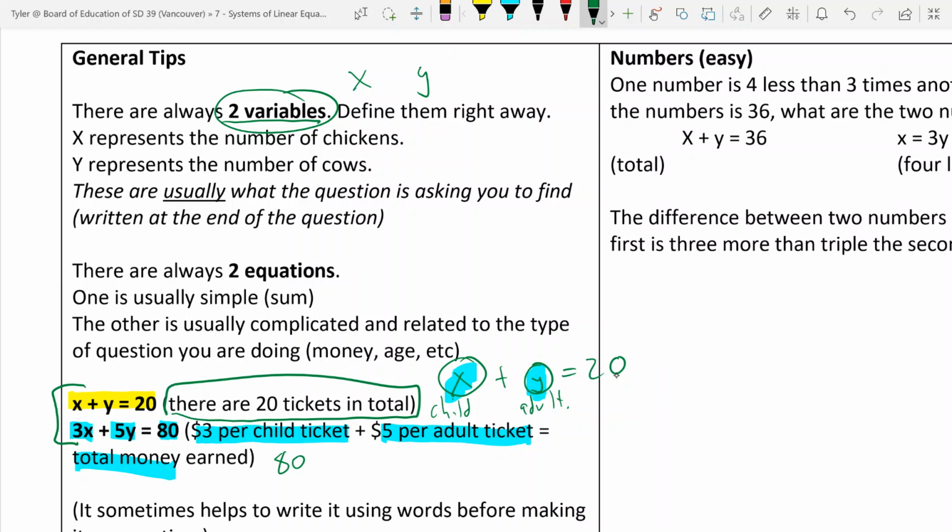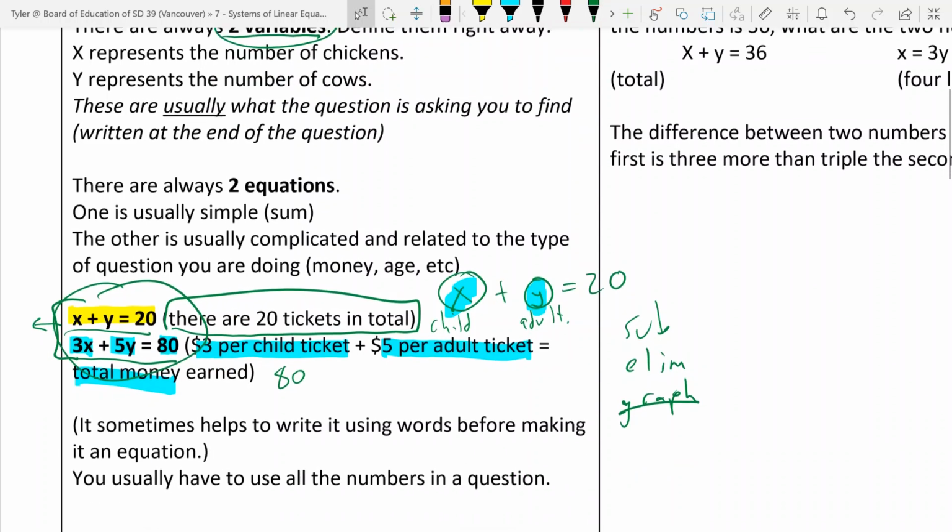The trick is, once I have these two equations written, I have X plus Y equals 20 and 3X plus 5Y equals 80, I'm ready to do the question. Because all the questions we were doing in this unit, once you had two equations, you could solve it using substitution or elimination, or I guess graphing, but graphing sucks. Okay, so once you create those two equations, you're done the hard part of the question.